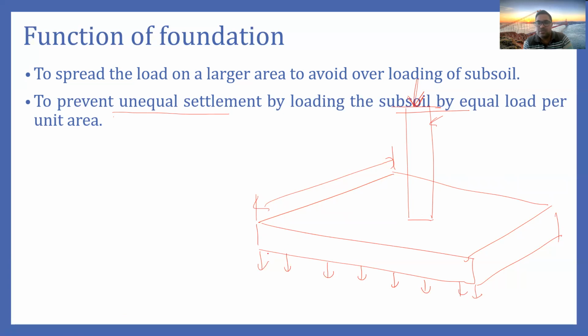So for example, if settlement on this part is higher than this part, in that case what happens is the building may tilt. The building may tilt like this. So in that case, because of this tilting, unnecessary pressure will come on the building and the part of the building may collapse. So to avoid this, that is also a role of foundation, that is, it prevents the unequal settlements.